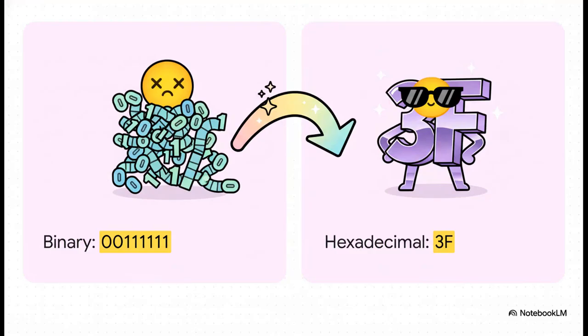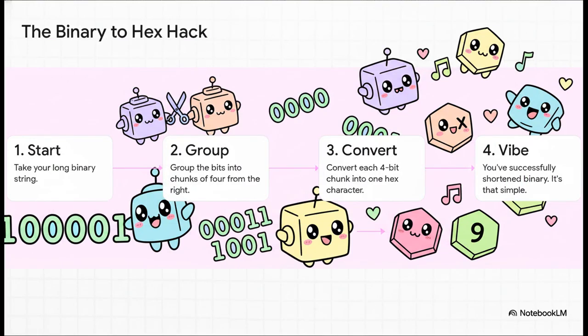And you can really, really see the difference here. That long, messy string of 8 binary digits on the left, well, in hex, it's just 2 characters, 3F. It's so much cleaner, so much easier to look at. It's a total glow up. And the process to do it is super easy. You just take a long binary string, you split it into little groups of 4 bits, starting from the right. Then you just convert each of those little chunks into its own single hex character. That's the whole hack. It really is that simple.